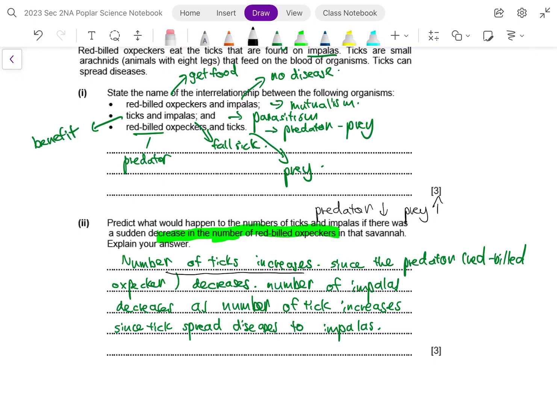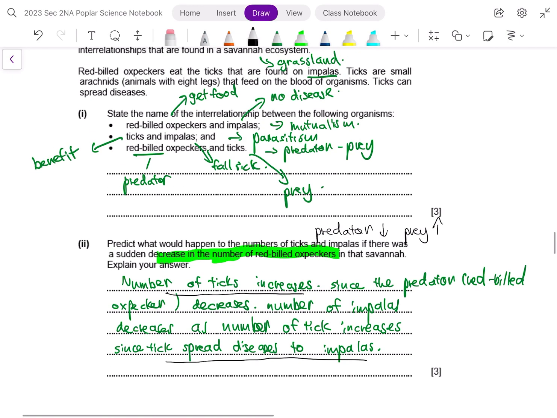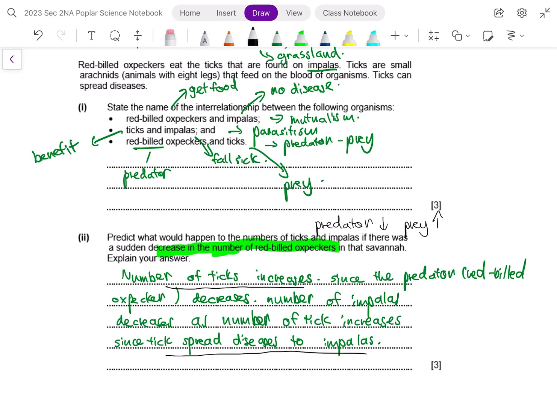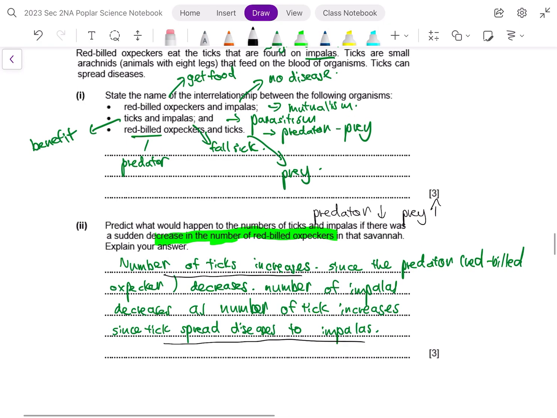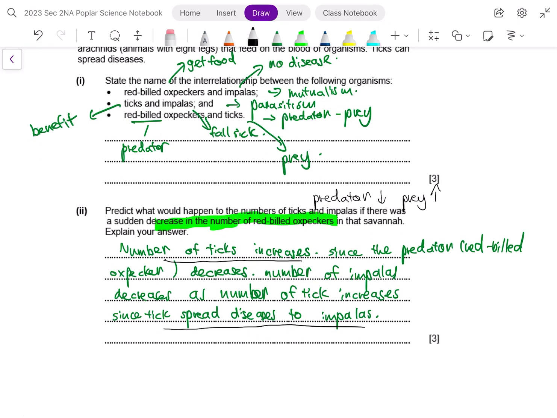Okay, so the number of impalas decreases as well, as the number of ticks increases. Okay, since the ticks will spread diseases to the impalas, right? Okay, so for this type of situation, you have to explain, in terms of how come the first effect is on what happens on the prey.